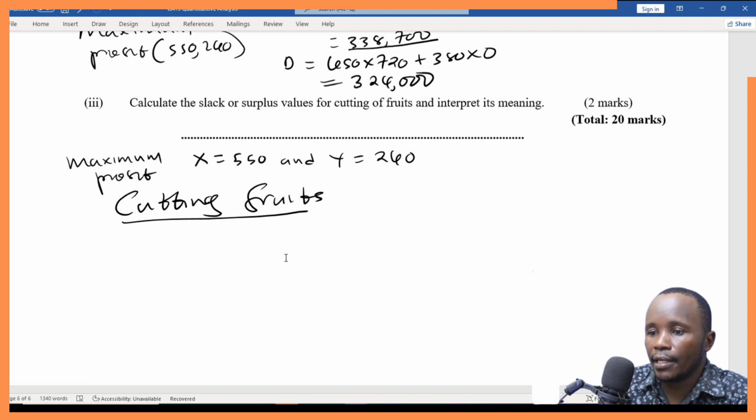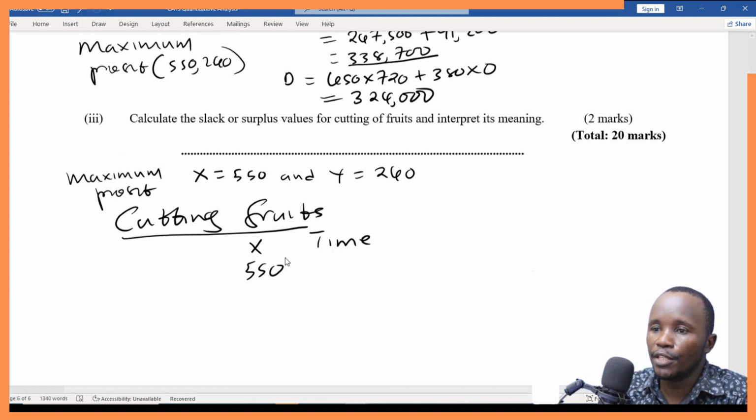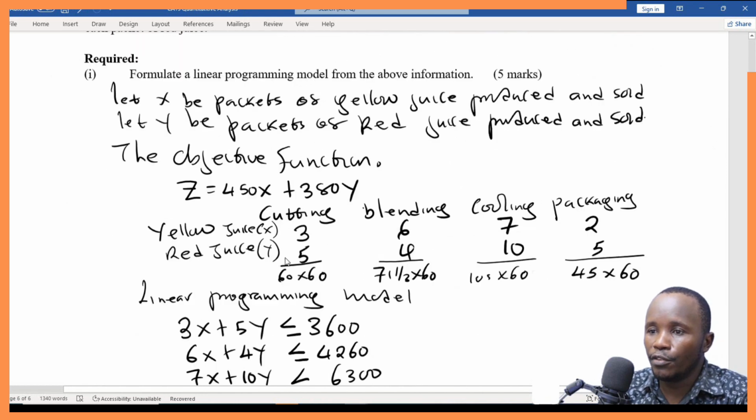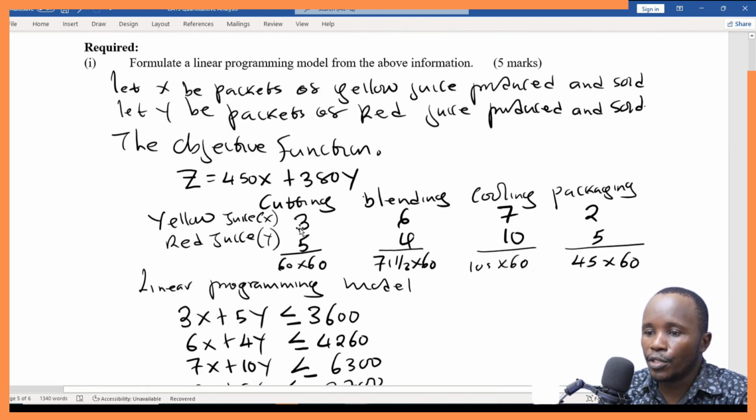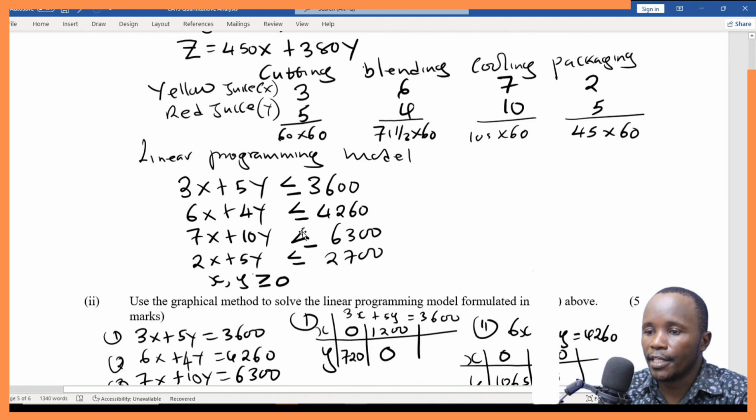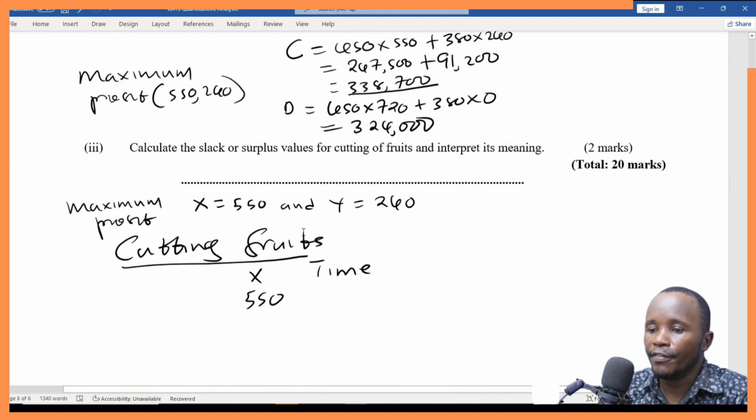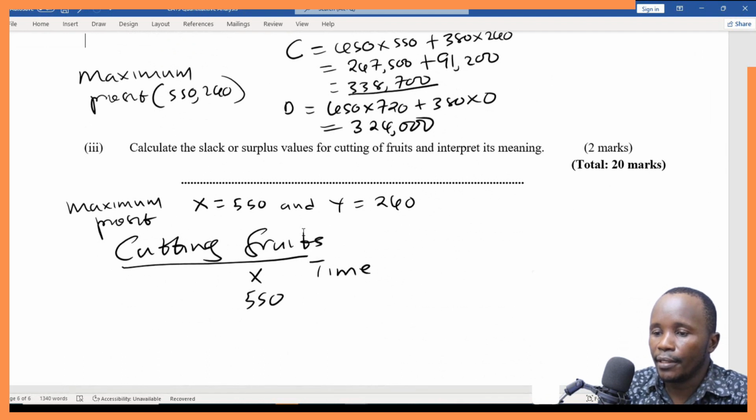X is 550, and the time allocated for x. We are producing 550 units for x. But when you come to cutting of fruits, the time for x is 3. So it's 550 times 3. The total time that was used here, we come to our calculator and find 550 times 3. This gives me 1,650.